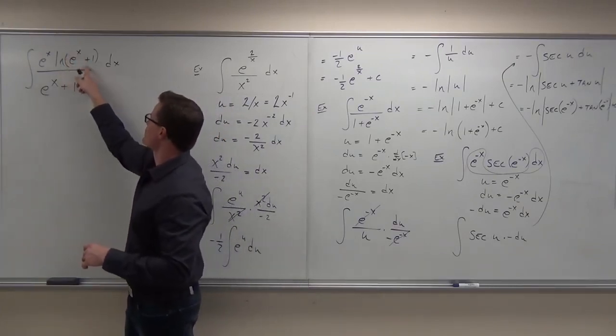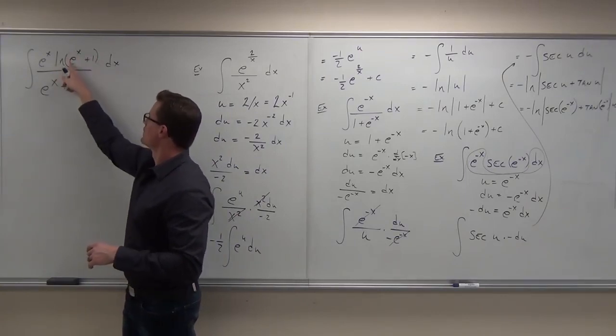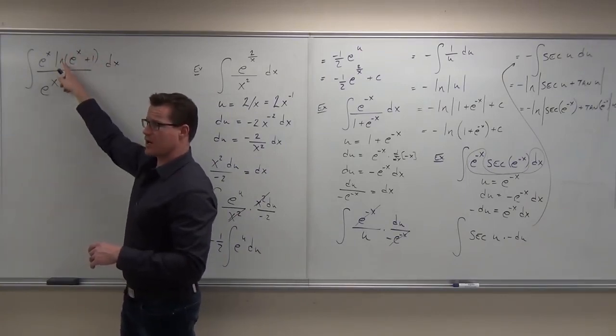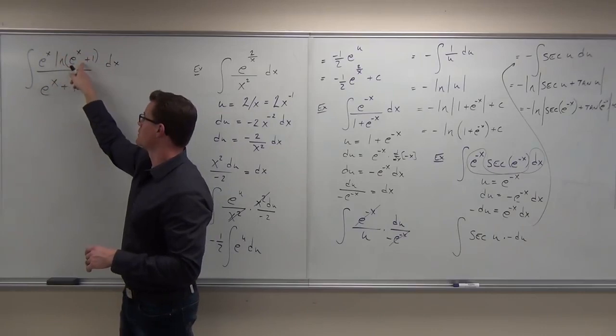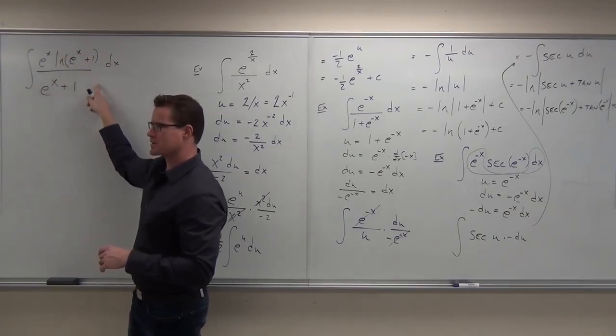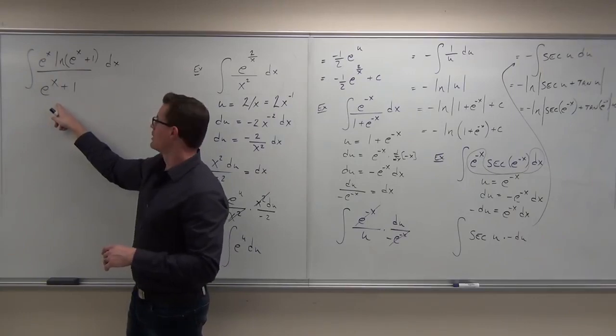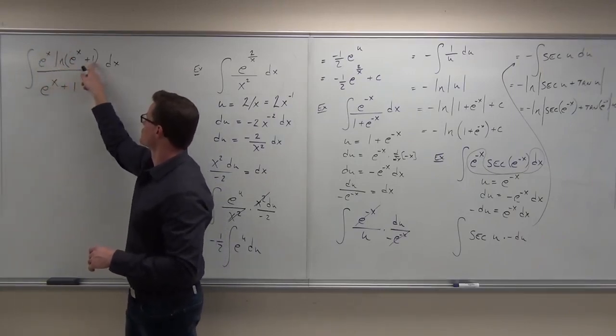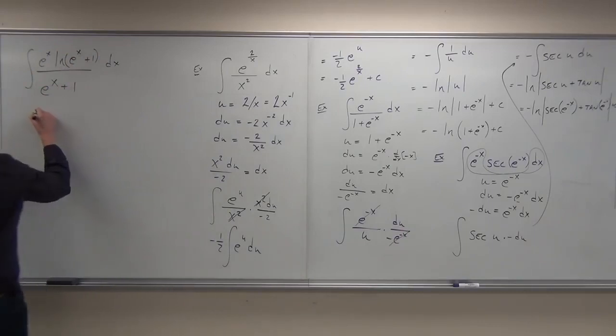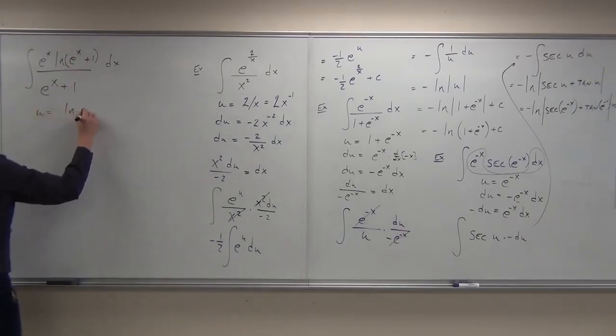How about this inside? Would that be a good choice? Sounds good to me. Yes. If I did this one, I'm going to get e to the x back again. I'd have ln u, and I'd have an e over e to the x. This would cross out. This would not cross out. You have to be careful with it. This is your appropriate choice. Your u here should be ln of e to the x plus 1.